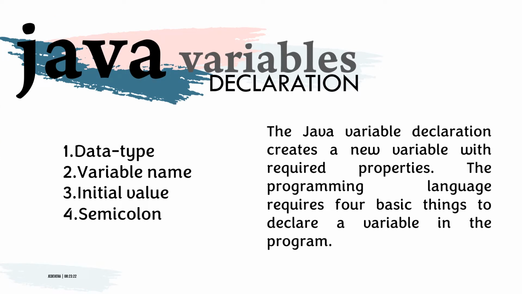Let's talk about Java variable declaration. The Java variable declaration creates a new variable with required properties. The programming language requires four basic things to declare a variable in the program. So we have the data type, variable name, initial value, and then semicolon.